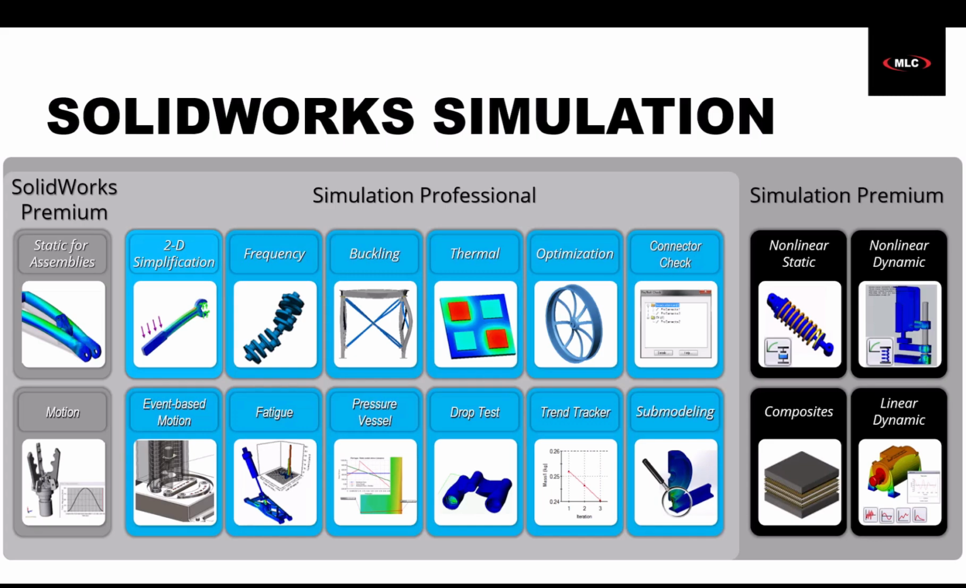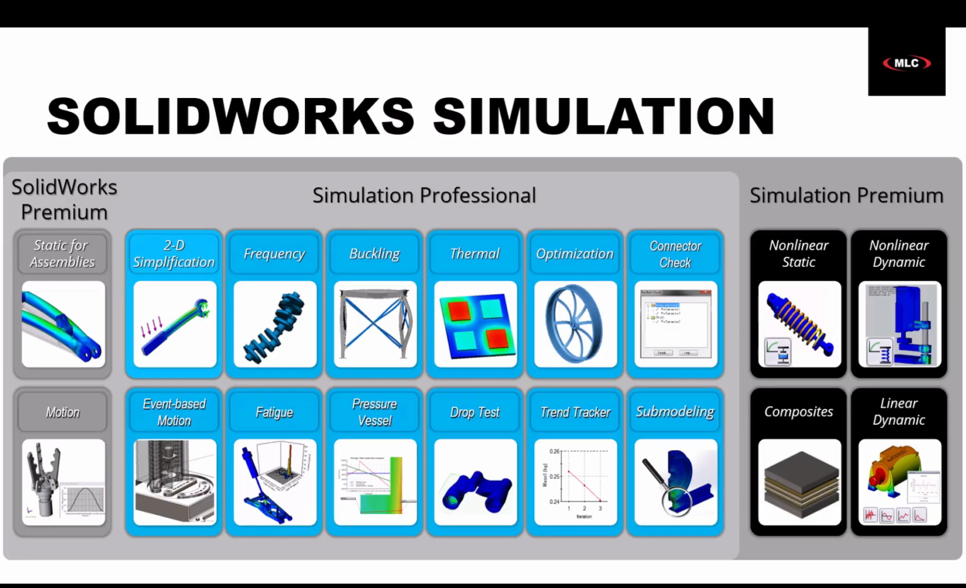Here's what those licenses kind of look like, right? We can see on the left-hand side if we've got a SOLIDWORKS Premium CAD license, we get static analysis for assemblies and motion. But Simulation Professional, which is its standalone simulation license, kind of has everything most people need, right? This is where you're going to spend most of your time if you're going to do buckling or thermal analysis, even optimization. One of my favorites in the bottom right in the light blue is submodeling.